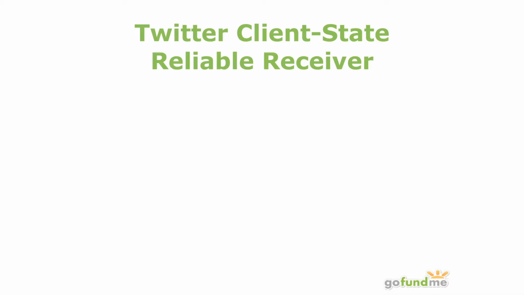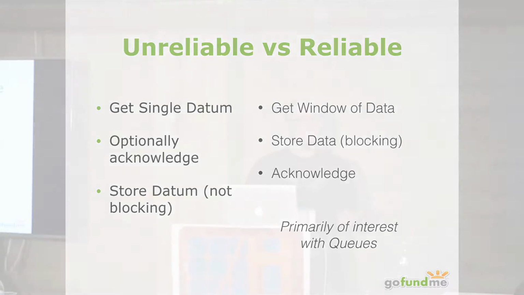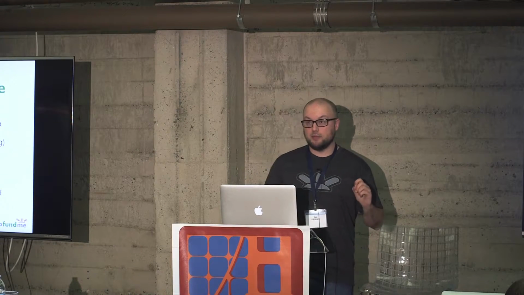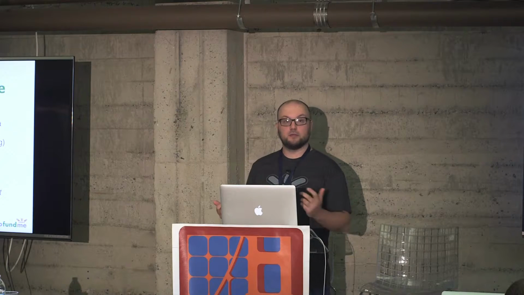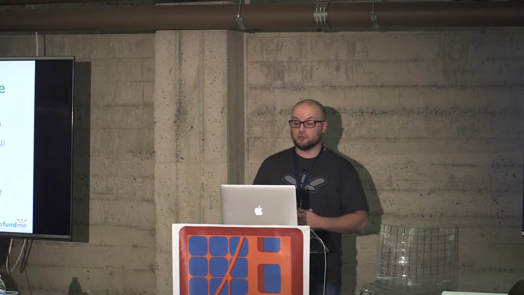Okay, so my second example is with Twitter. Here we're going to build what's known as a reliable receiver. Before we do that, I think we need to talk about what a reliable receiver is. The previous example we just did is an unreliable receiver, which means, like I said earlier, if the receiver goes down, you lose data. Very exciting. Oftentimes you don't care, but every so often you do. Usually it's with something like a queue, where you have to acknowledge that you got the data. But there are a lot of other examples where it might also be interesting.